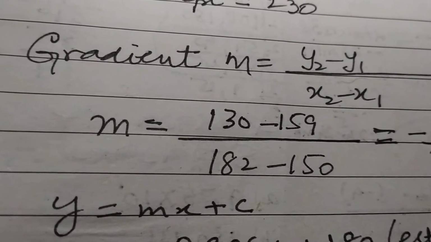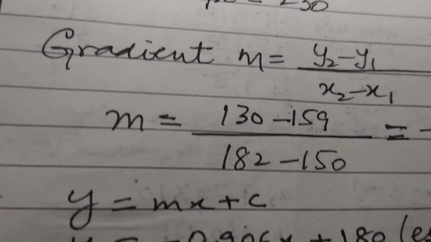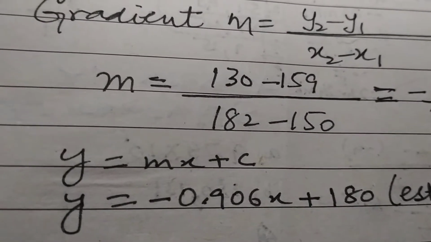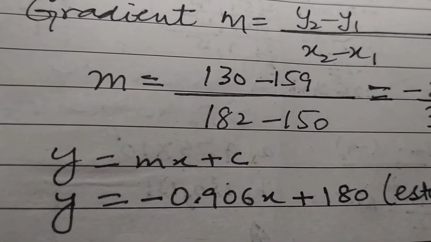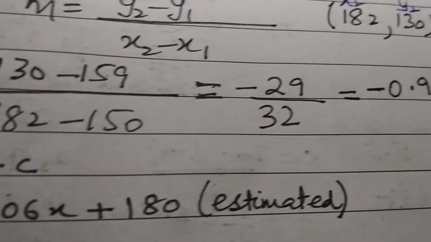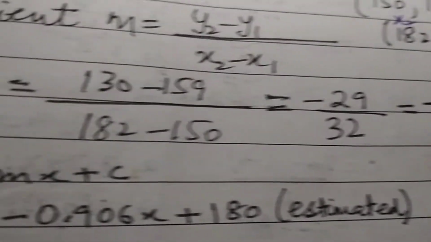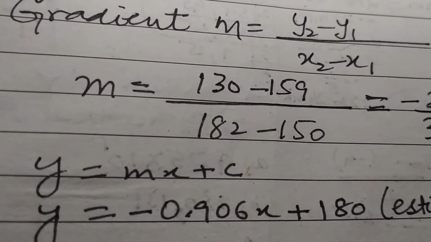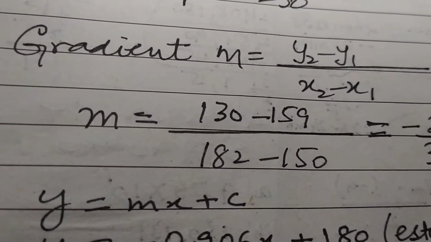Now, equation of the straight line, if you have to find out, then you use y equals mx plus c, put the value of m, that is minus 0.906, and the y-intercept, which is 180. I have written these are the approximated estimated values. So this is your equation of the line of the best fit if you have to find out that.